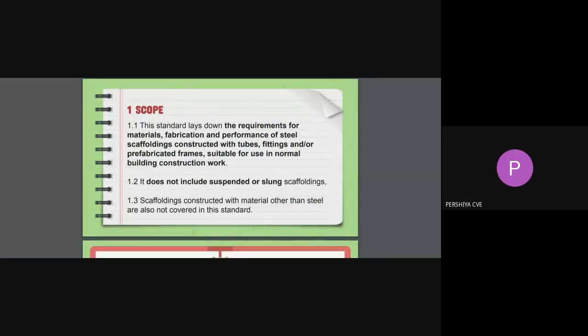It lays down the requirements for materials, fabrication, and performance of steel scaffoldings used in normal construction. It does not include suspended or slung scaffoldings, and it does not include scaffoldings that are made with any material other than steel.